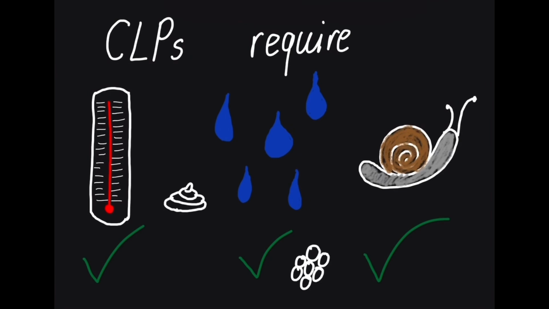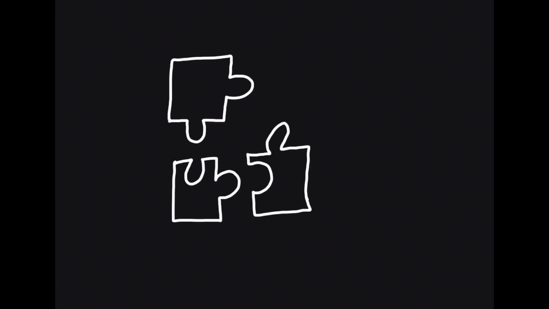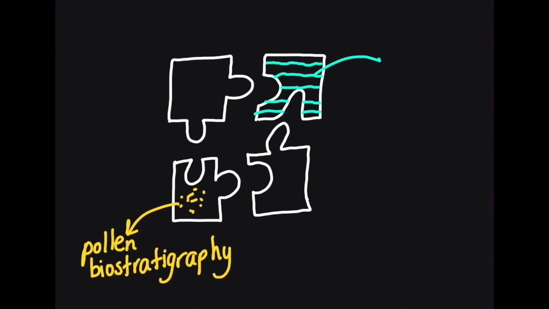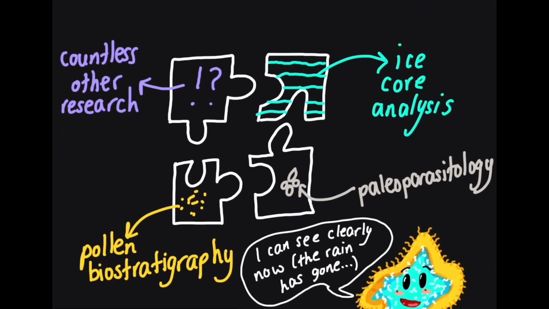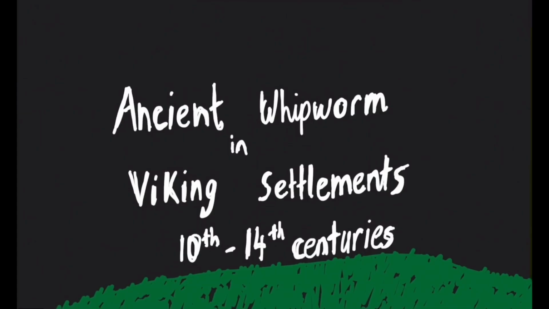studying their remains, like eggs found in coprolites or fossilized tissue, can give us a unique window into our evolving world. When combined with other paleo-environmental data, like pollen spores or ice core records, paleoparasitology can help paint a fuller picture of how ecosystems have changed over time.